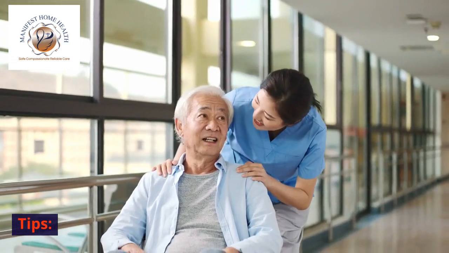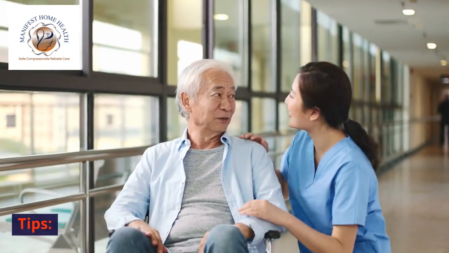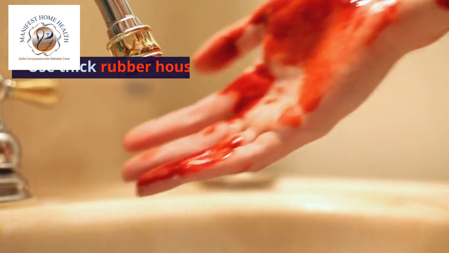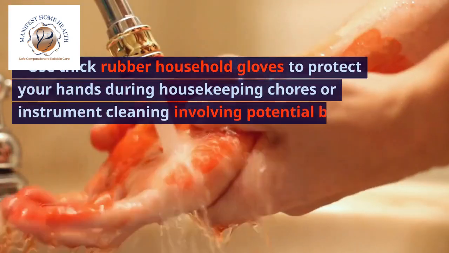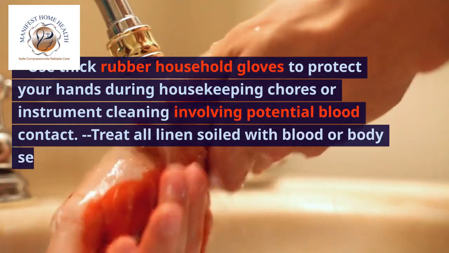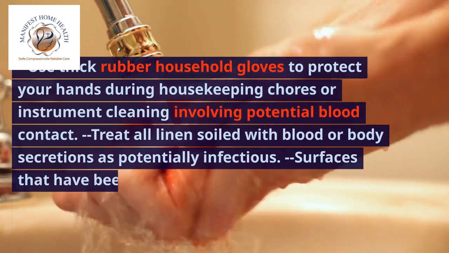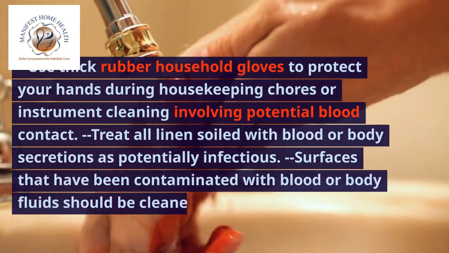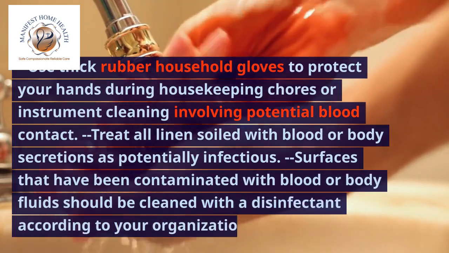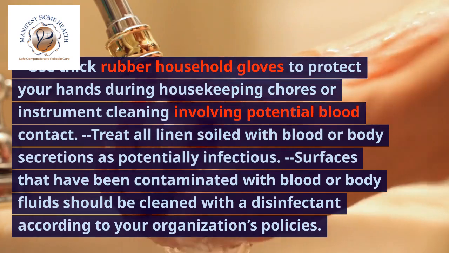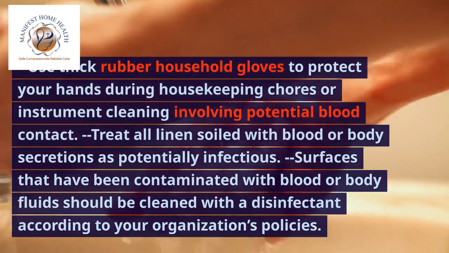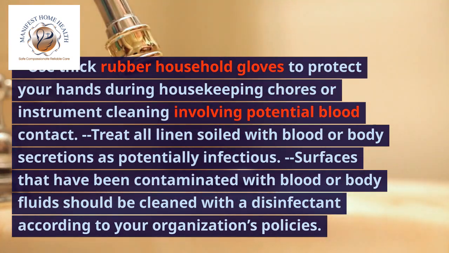Tips: use thick rubber household gloves to protect your hands during housekeeping chores or instrument cleaning involving potential blood contact. Treat all linen soiled with blood or body secretions as potentially infectious. Surfaces that have been contaminated with blood or body fluids should be cleaned with a disinfectant according to your organization's policies.